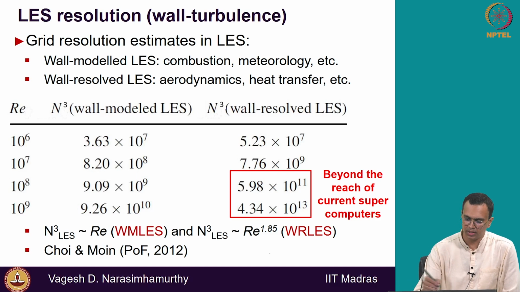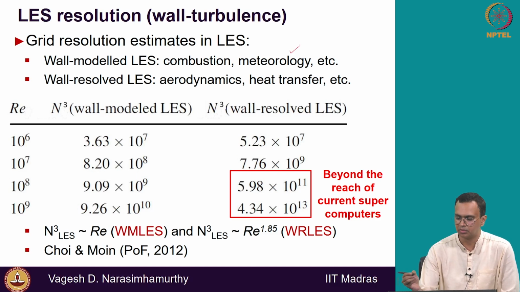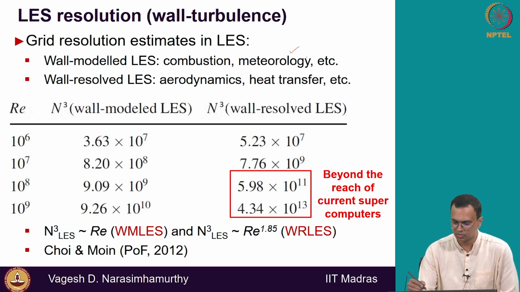So in wall modeled LES, as I told you, meteorology, or if you are computing planetary boundary layer, atmospheric flow, oceanic flows, then all the topological effects are difficult to resolve on a mesh. The geometry is complicated, like buildings, cities, all these things. So wall functions are usually used. Also in combustion, the wall is essentially going to quench a flame, so they would also sometimes be comfortable using a wall function in combustion.